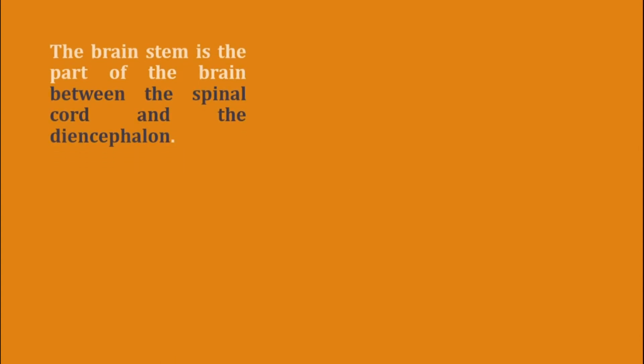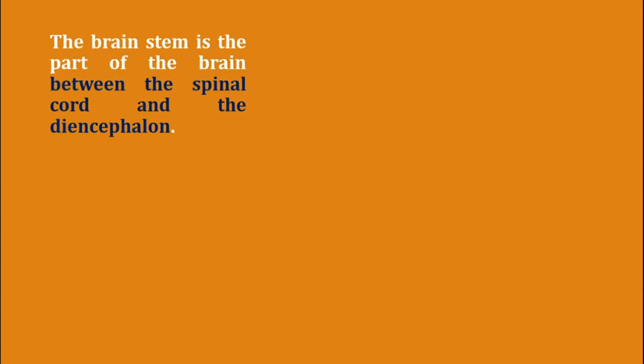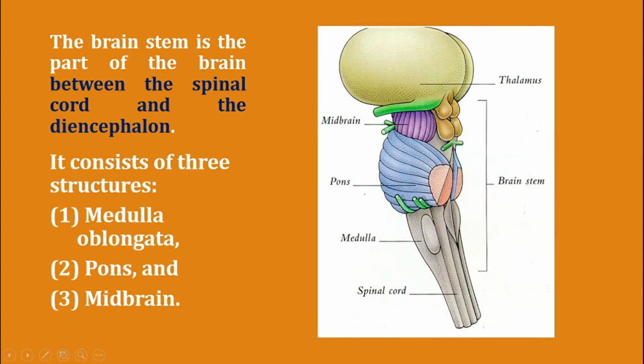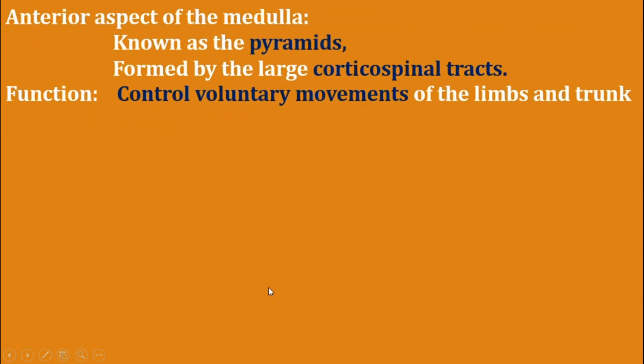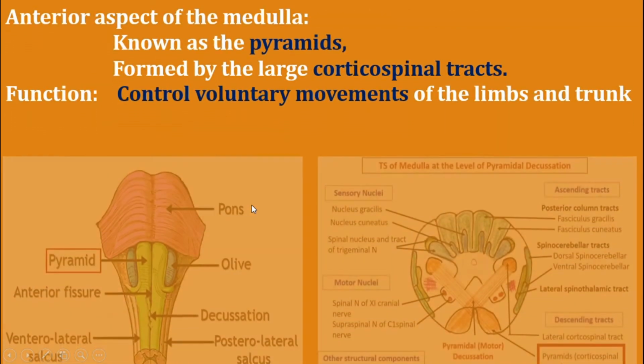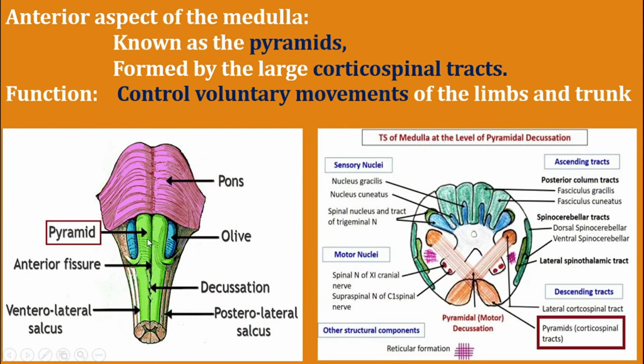So, the brain stem is the part of the brain between the spinal cord and the diencephalon. It consists of 3 structures: medulla, pons, and midbrain. Focusing on medulla, it is located superior to spinal cord and inferior to pons. Anterior aspect of medulla is the pyramid, which is formed by corticospinal tract. It controls voluntary movements of limbs and trunk.